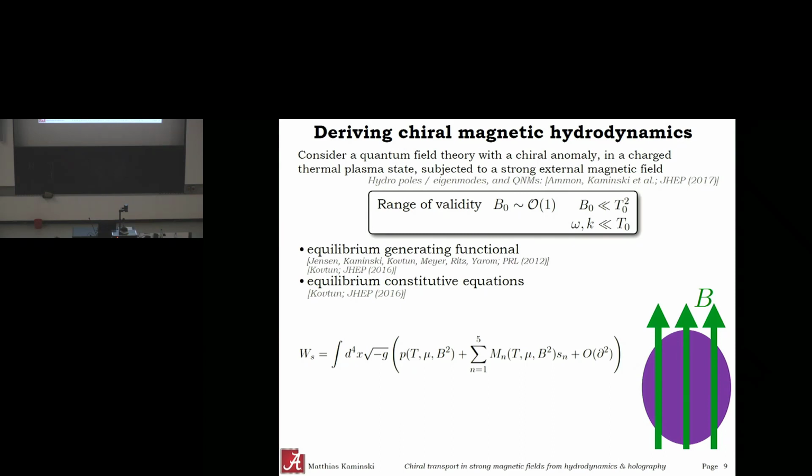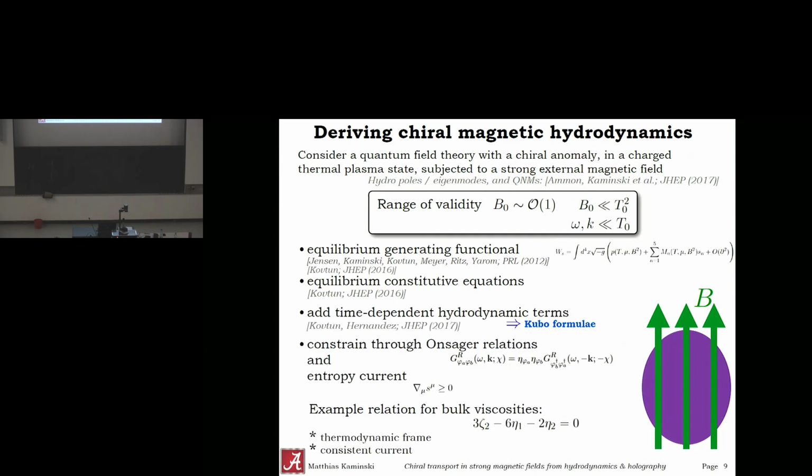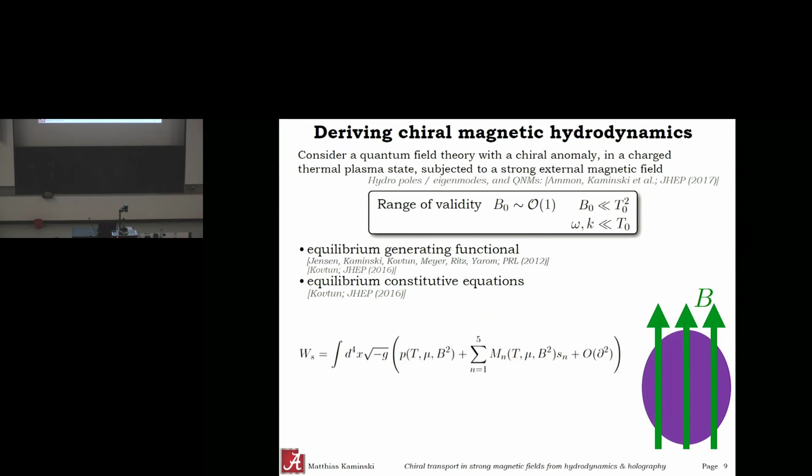And here, obviously, I'm leaving out a lot of references. I apologize, I was out of room here, so bear with me. What I wanted to show you only is that this comes from the Kovtun and Hernandez paper, which will be cited in a second.